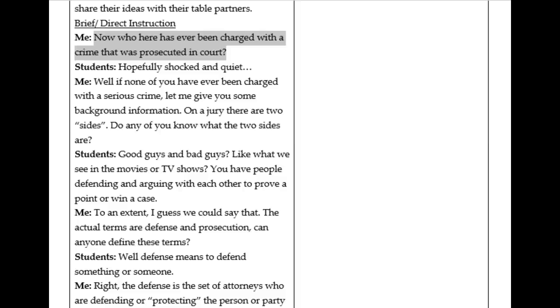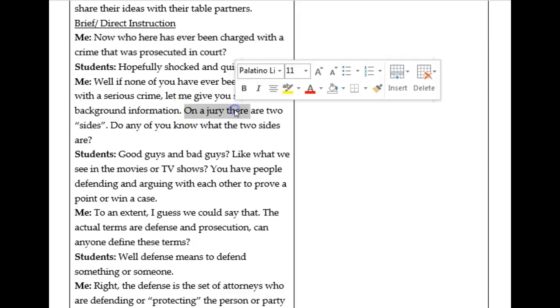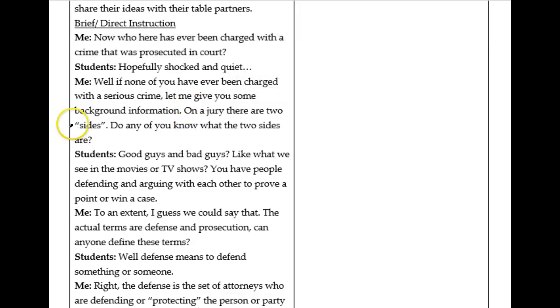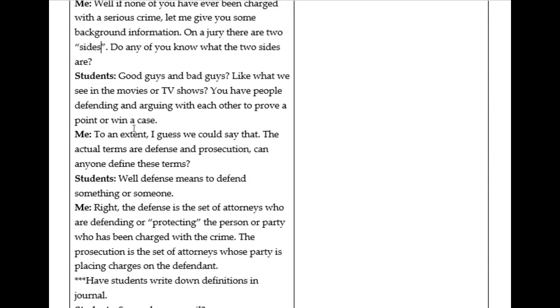Oh, you end up in court. Right. So I'm going to hope no one in here has ever been charged with a serious crime, but you've probably all watched enough crime shows to know that there's a jury in the room, and then there's two different sides in the room, right? There's the defense side and the prosecution side, right? Oh, like the good and the bad.